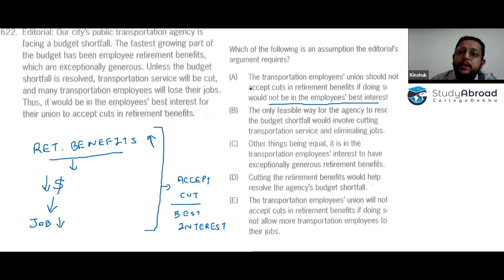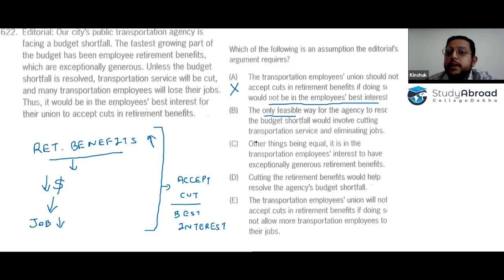Then next, B. Answer choice B says the only feasible way for the agency to resolve the budget shortfall would involve cutting transportation service and eliminating jobs. So now in this answer choice, what are they saying? That there is a solution, right? And what is that one solution? That you have to cut the transportation service and eliminate the jobs. Only then you can resolve the shortfall. So it's not saying that you have to cut down on the retirement benefits. So see, it is talking altogether in a different direction from what the author is saying, right?